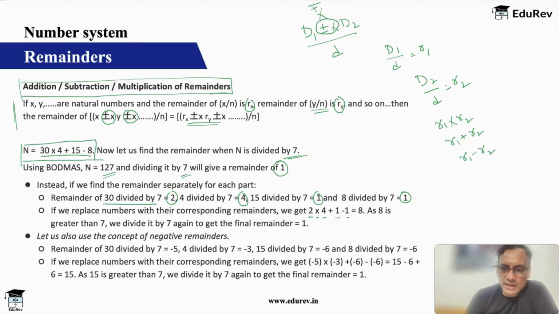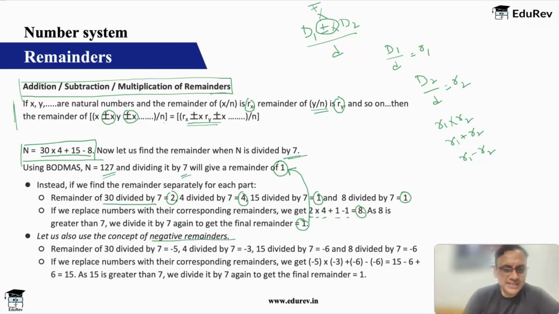So net you will get 8. And as 8 is bigger than the divisor, it will get divided once again by 7 and you will get a final remainder of 1, which is same as what we had got earlier. And I also want to explain this using negative remainders. So let's understand that also.